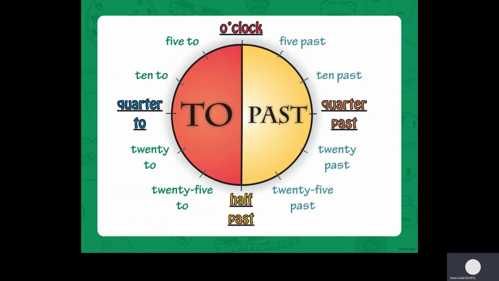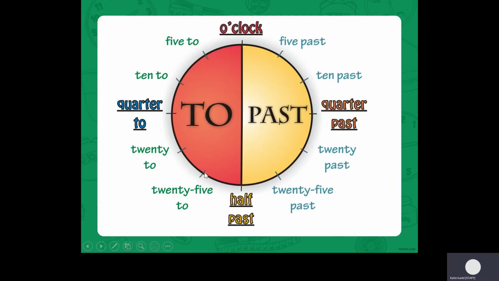OK. So a quick reminder of the language that we use when we are looking at clocks. So o'clock is when the minute hand is up here. And then as we move around, we talk about on this side of the clock, it being past the hour. So we'd have 5 past, 10 past, quarter past, which is the same as 15 minutes past, 20 past, 25 past, and half past. Now, you probably noticed the language changes when we move to this side of the clock. So we start saying how much to the next hour we've got.